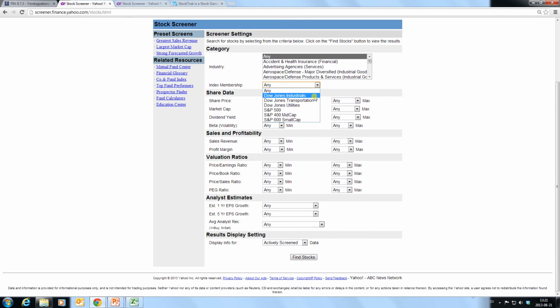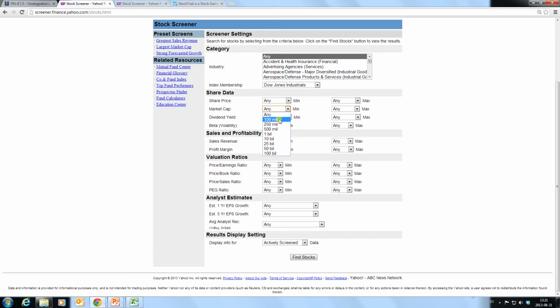And today I'm going to look at the Dow Jones Industrial for no specific reason, actually, but just to give you an example. You could also choose some share data. So for example, you can look at the market capitalization, which is the total value of all the outstanding shares of the company.